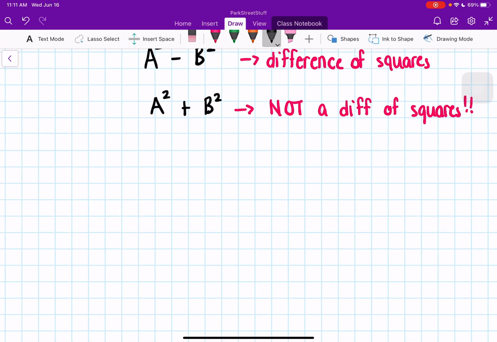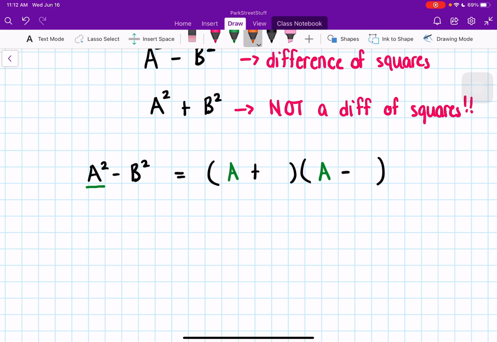Okay, so let's look at the rule. When we have a difference of squares, the way we factor it is we're going to get two brackets. You take the square root of the first term. So my first term is a squared. When I take the square root, I will get a and a. And then you put a plus and a minus. It doesn't matter what order you put them in. You could put the minus bracket first.